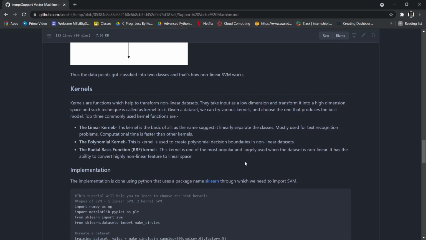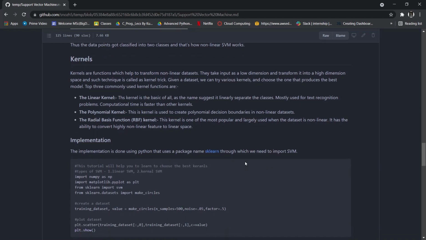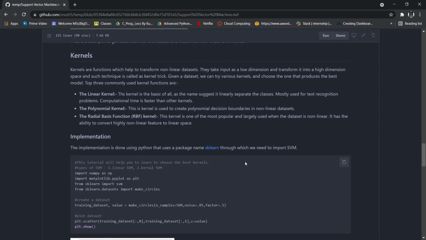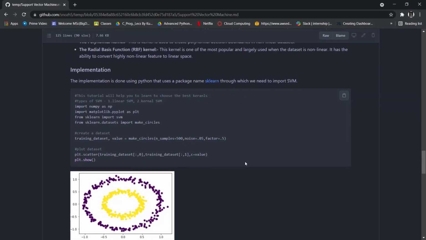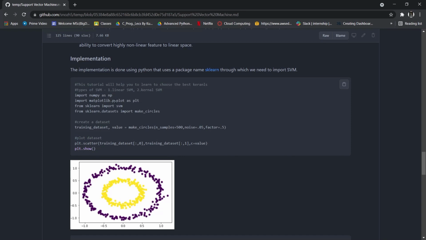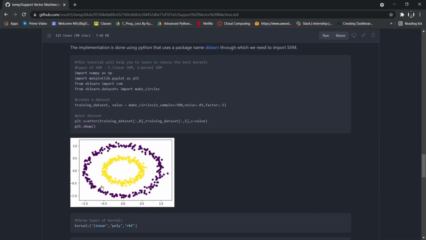So after understanding the hyperplane, support vector, margin, the linear and non-linear SVM, and the kernels, we move to the last part, that is implementation. In the implementation, first we import the SVM function from the sklearn library, and after that we have created a dataset, the purple dots and the yellow dots, and we need to segregate those dots. We need to create a hyperplane.